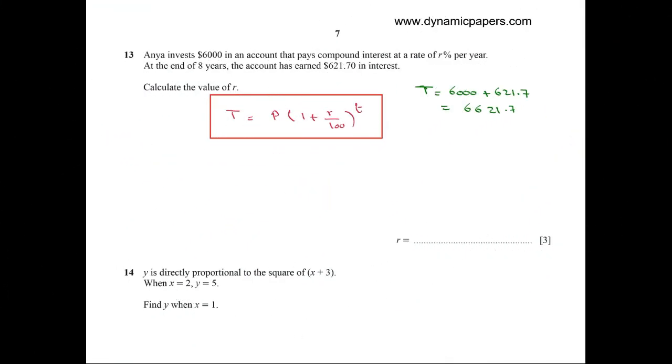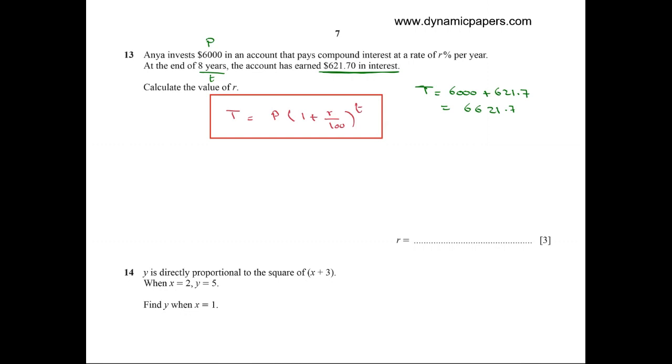Question 13, compound interest at rate R% per year. At the end of 8 years, T equals 8, P equals 6,000. The account earned 621.7 as interest. The compound interest rule can find the total amount. So we have to find the total amount after 8 years.